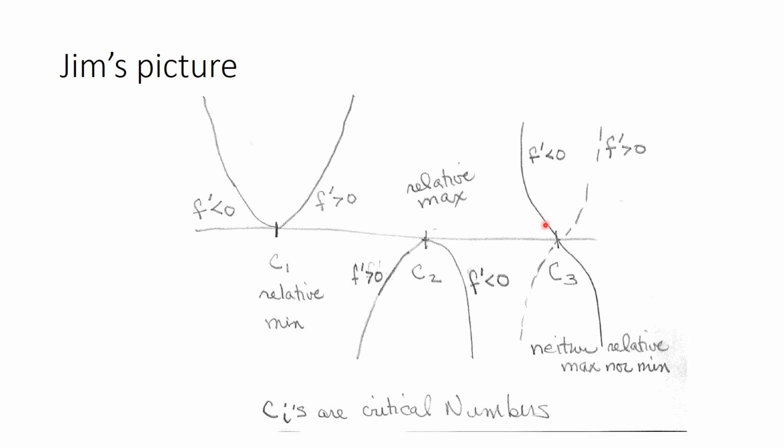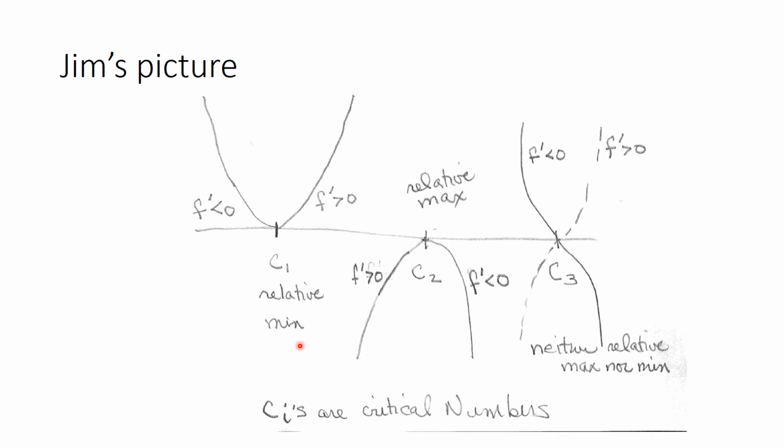Now I can have this kind of thing where the slope of the tangent line is negative here and negative there, or here it can be positive here and positive here. But if the sign of the first derivative does not change, it is neither a relative max nor a relative min. I want to stress that this is a definitive conclusion.